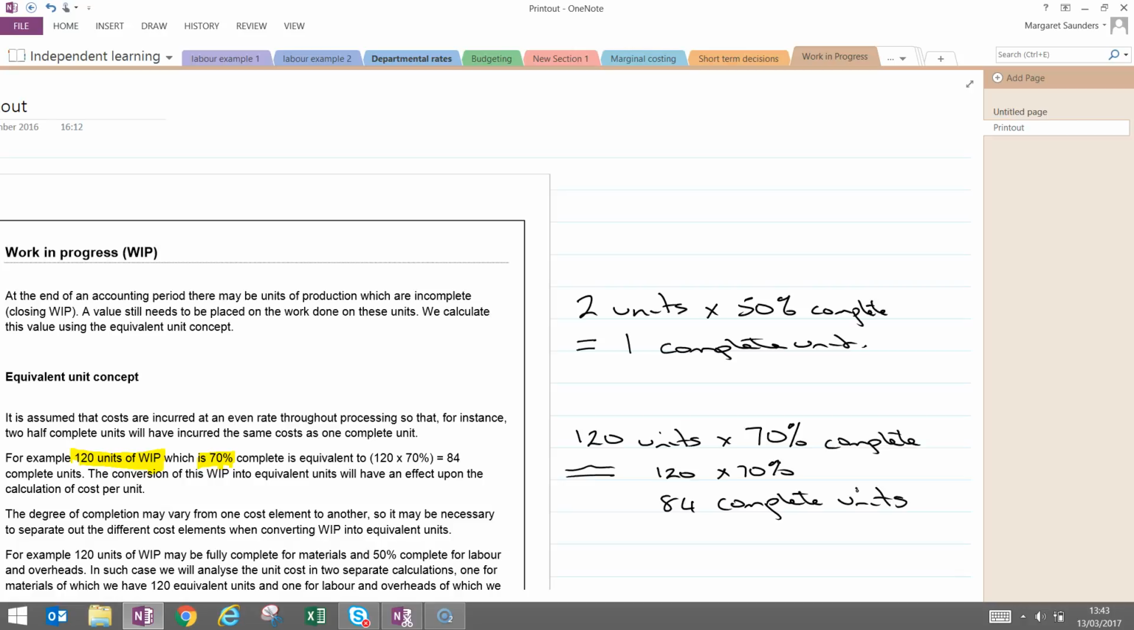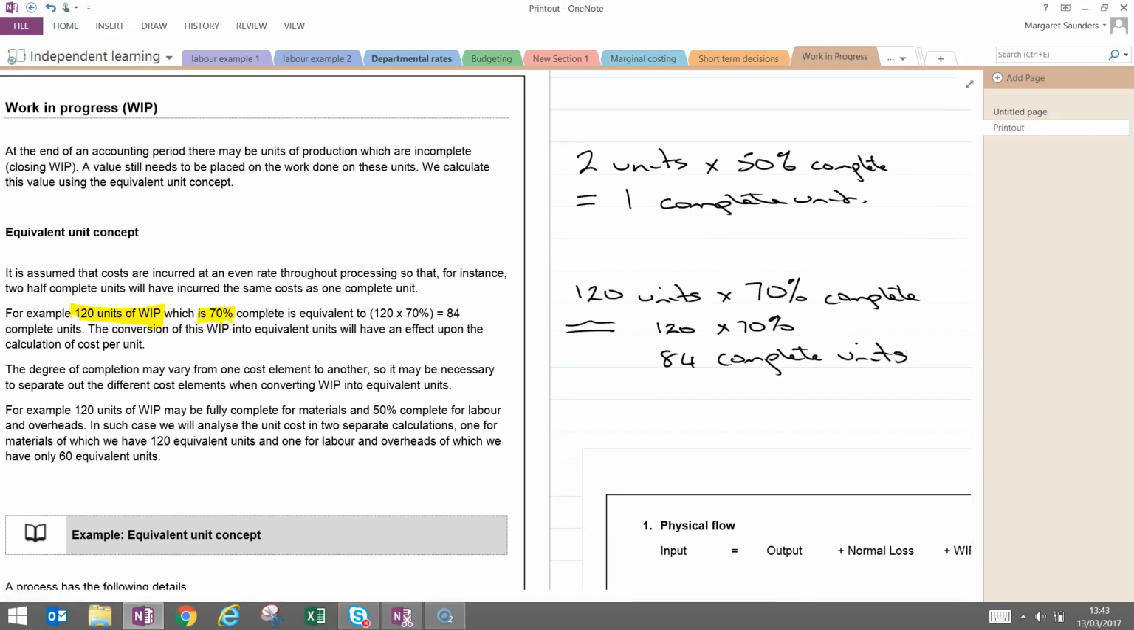However, it's not always quite this straightforward, because what you may find is that the units have a different degree of completeness. By that, I mean that they may be complete with regard to material, but not complete with regard to labour and overheads. So here we have 120 units of work in progress. They're fully complete for the material, but they're 50% complete for labour and overheads. So now it's a little bit more difficult to work out the equivalent units concept.